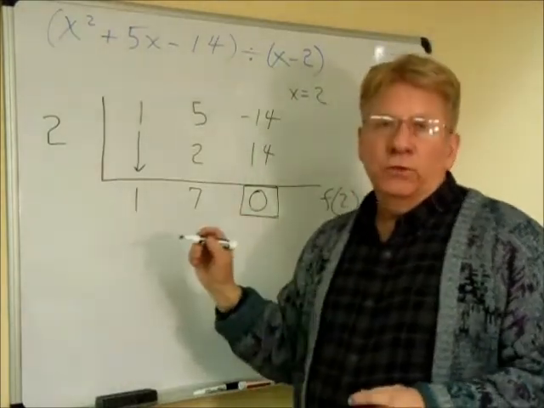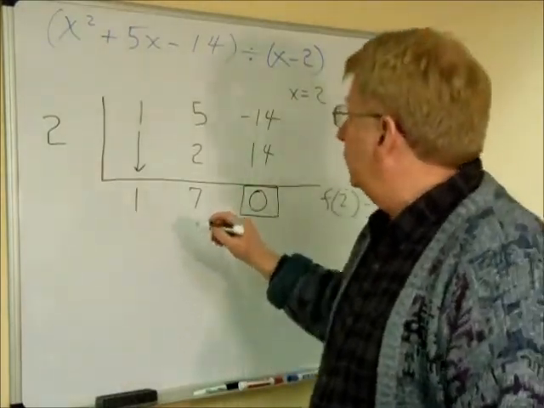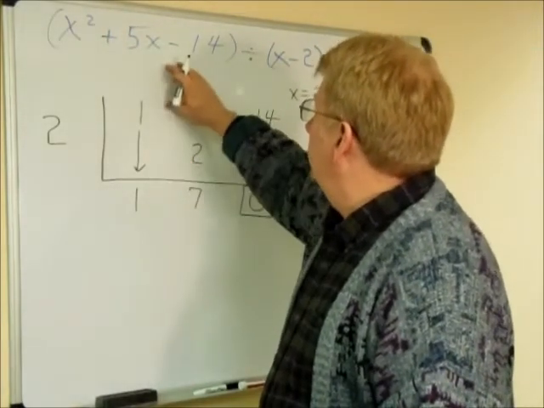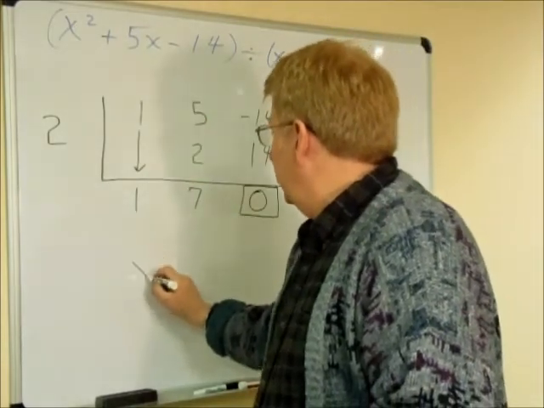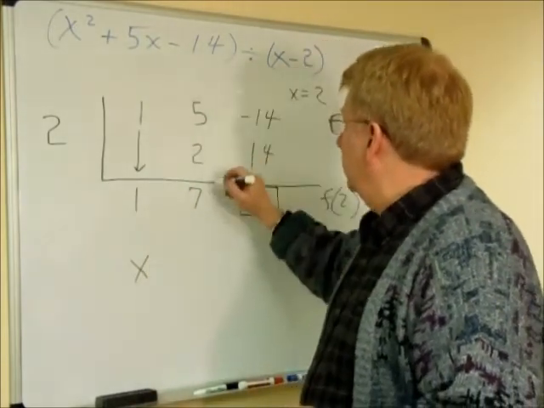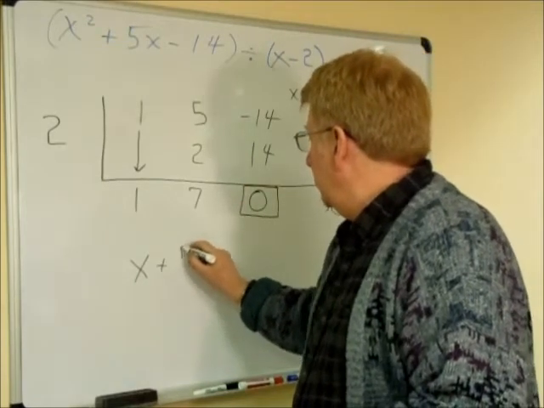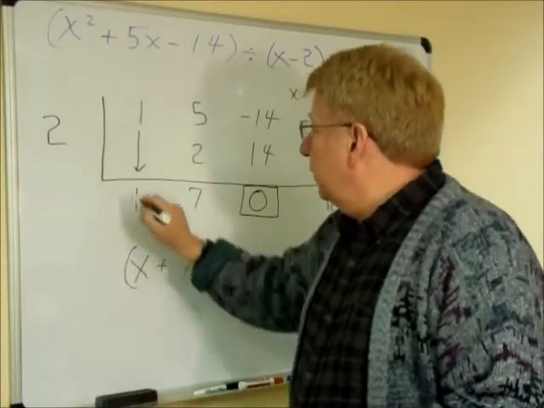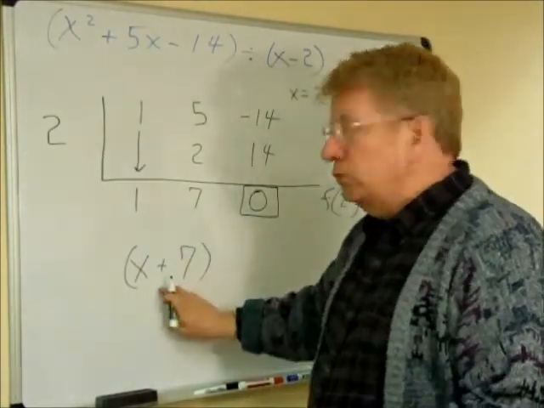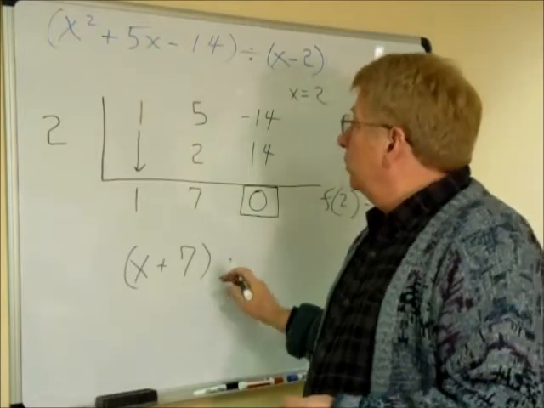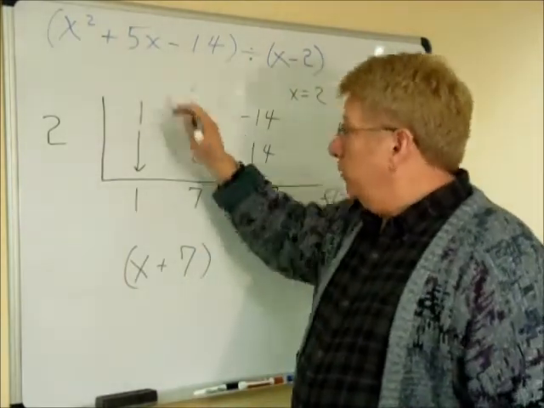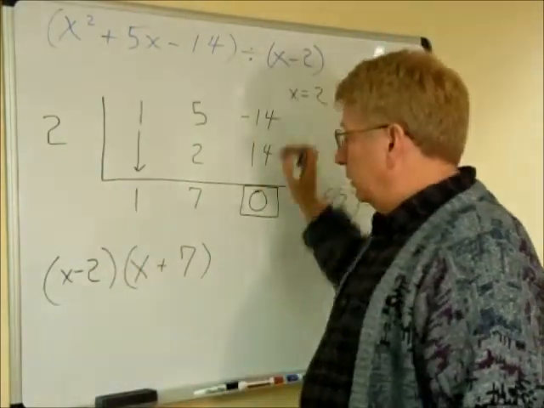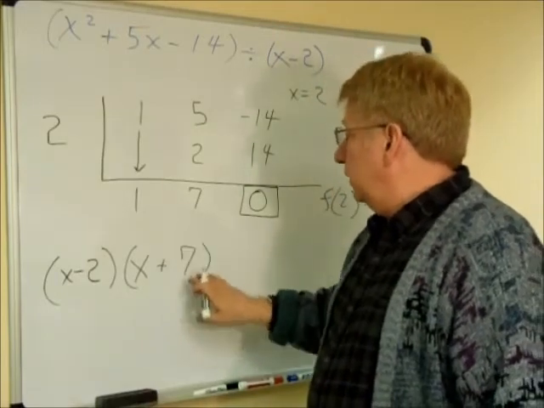In addition to that, synthetic division tells us that this 1 now would be related to the x term. So we would have x, and 7 is related to the constant, so we'd have plus 7. And there's nothing else. We have 0 beyond that. So when we divide by this factor of x minus 2, this is the factor we end up with. So we've actually factored this polynomial now. We have the x minus 2 that we started with, and the result, x plus 7.